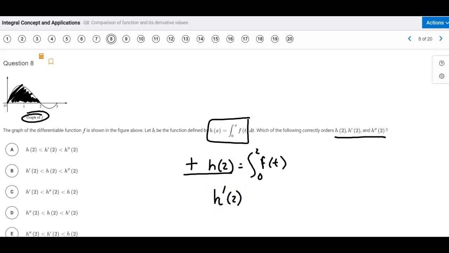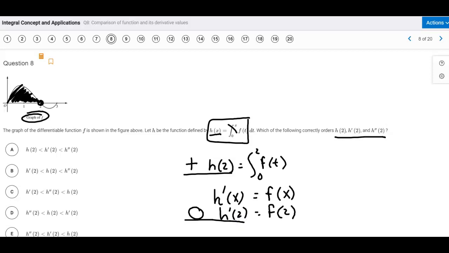Well, now that's a little bit different. So here I'm going to start out by saying h prime of x. So let's find h prime of x first. If you want to take the derivative of h here, that's going to cancel the integral out and just leave you with f. And therefore, h prime of 2 is f of 2. And f of 2 is going to be the y value of this graph that we're looking at, which is right here, and sure enough, that's 0.